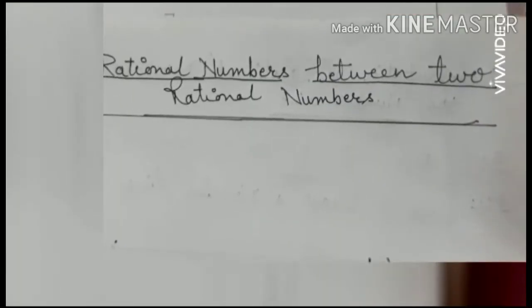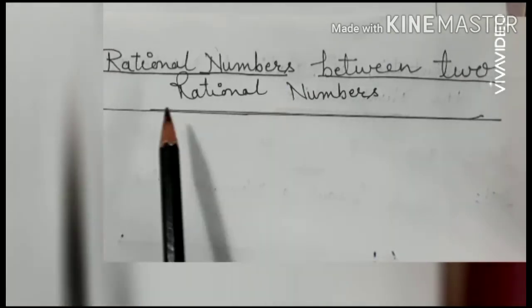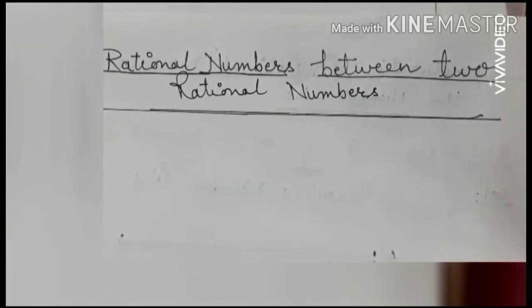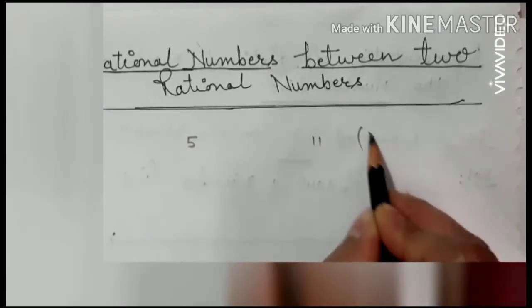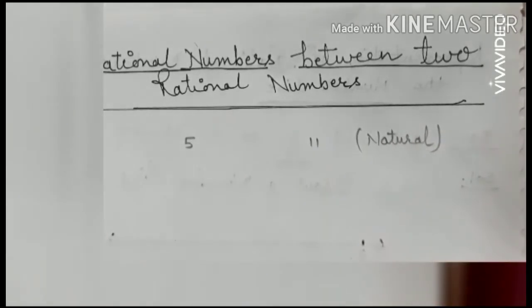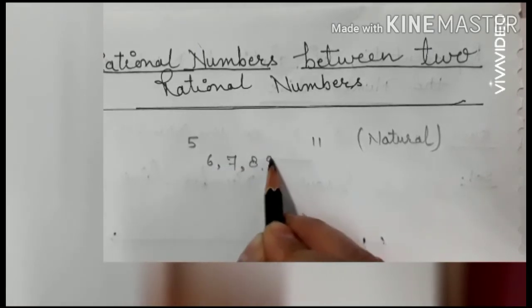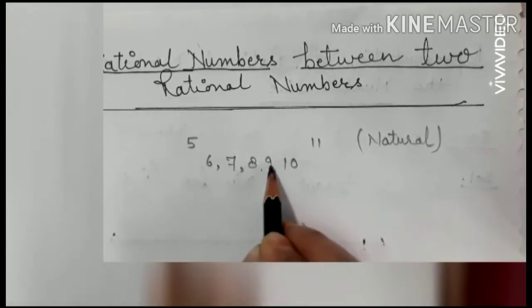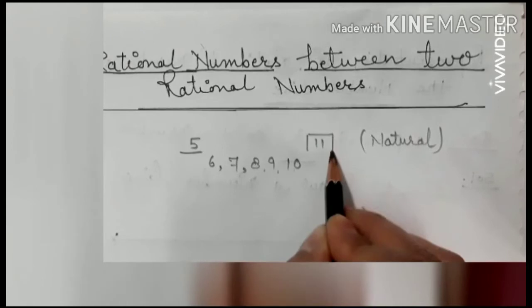Our next topic is rational numbers between two rational numbers. This is our new topic. Before going to how many rational numbers are between any two rational numbers, you have to tell me how many natural numbers are between 5 and 11. You can easily tell that it is 6, 7, 8, 9 and 10. These are 1, 2, 3, 4, 5. These are 5 natural numbers between 5 and 11.